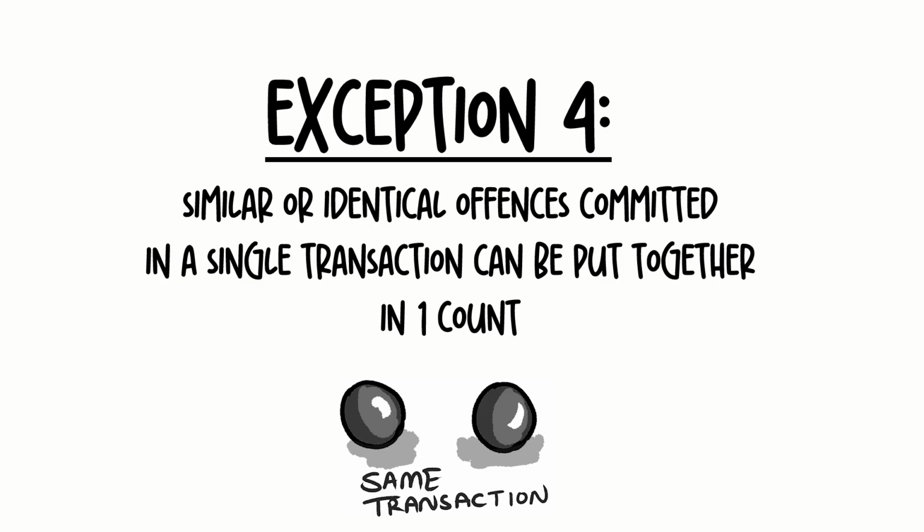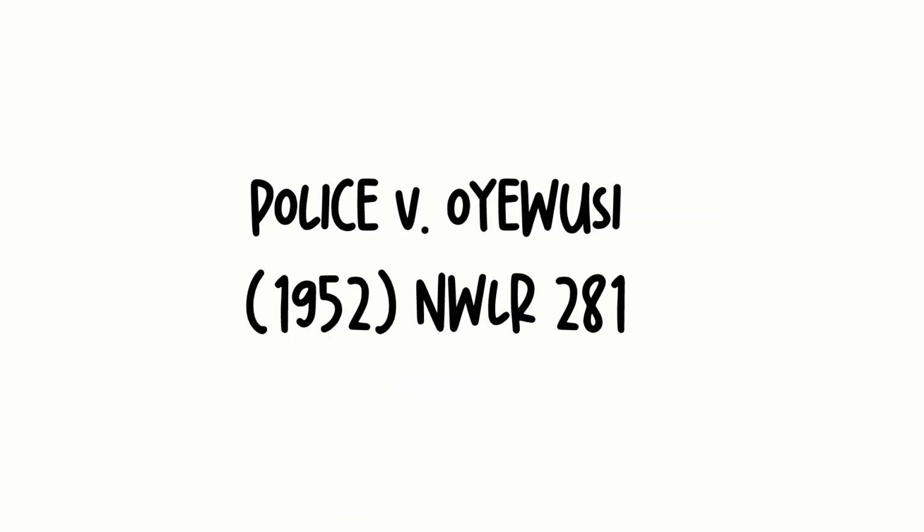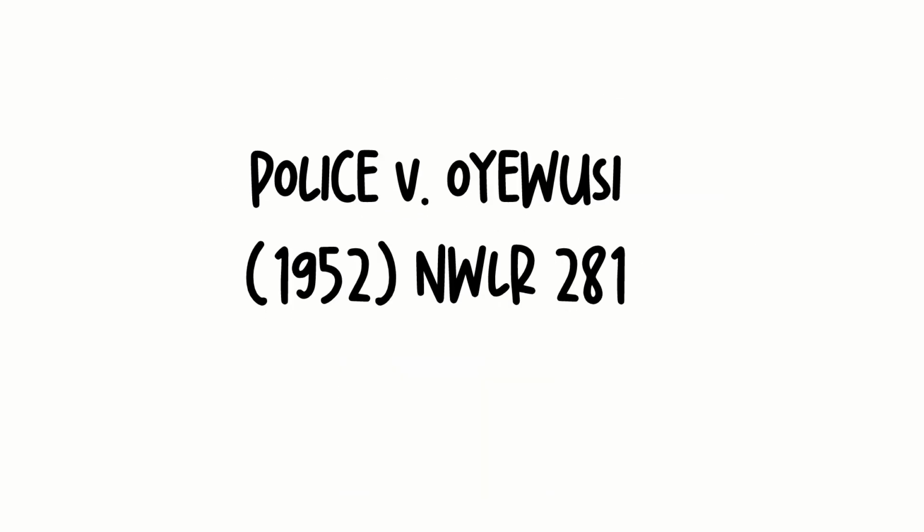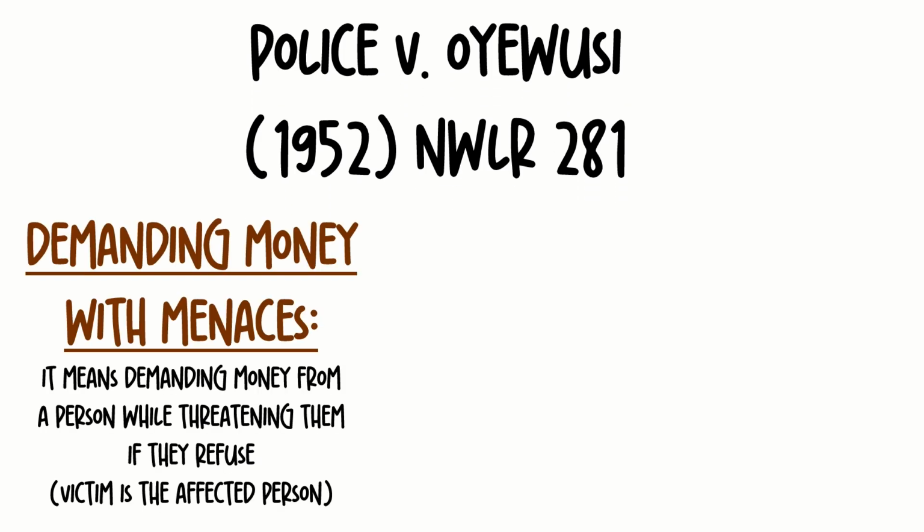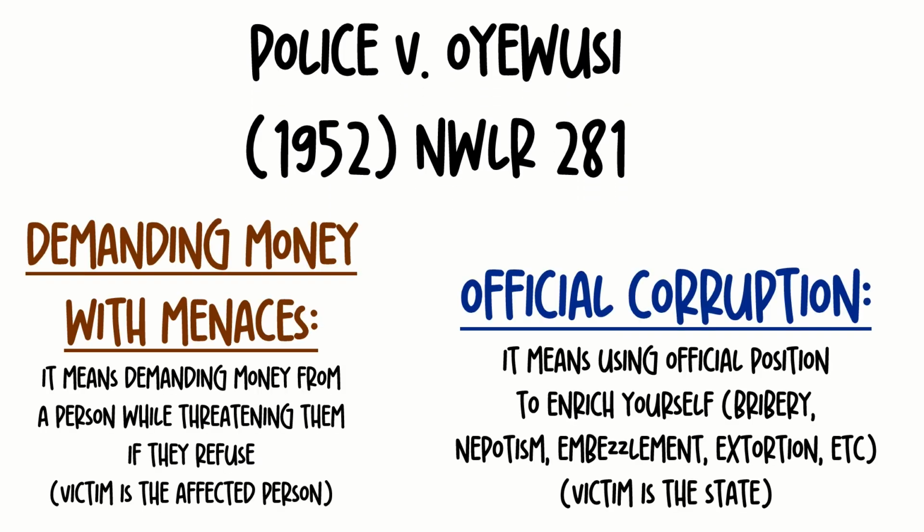Fourth exception, similar or identical offenses committed in a single transaction. If the same person commits identical offenses in a single transaction, it can fall under the same count. For example, in the case of police Anoyewusi, the court held that demanding money with menaces and official corruption were identical offenses that had to do with extortion and could fall under the same count.